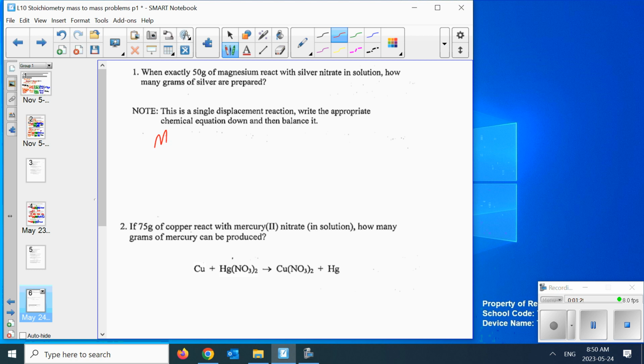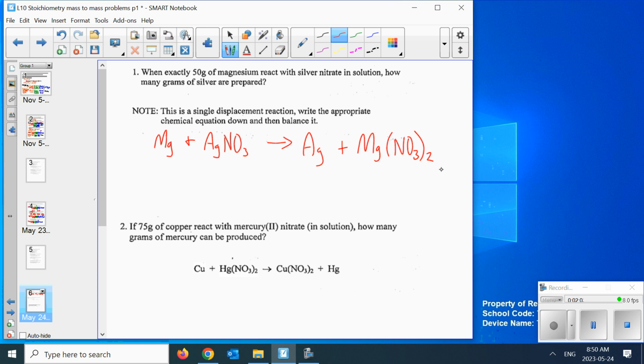Magnesium, I look it up on the periodic table. It's Mg, it's the element, there's no charge. Silver nitrate, I looked those up, the formula is AgNO3. Since I told you it reacts, you don't have to look anything up on the activity series. It works. So silver pops out, single displacement. And then magnesium has a 2+ charge, so it should be Mg(NO3)2. That's your first thing. Then you balance it.